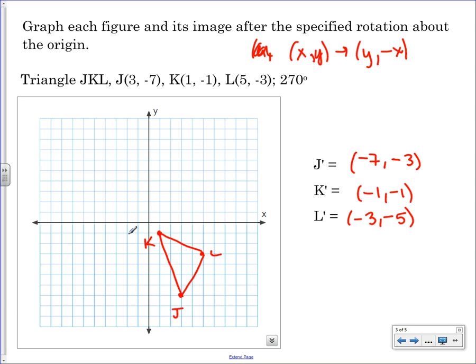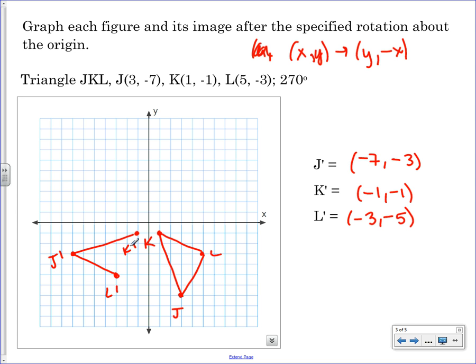Okay. So -7, -3 is J prime. Make sure you label. -1, -1 is K prime. And -3, -5 is L prime.